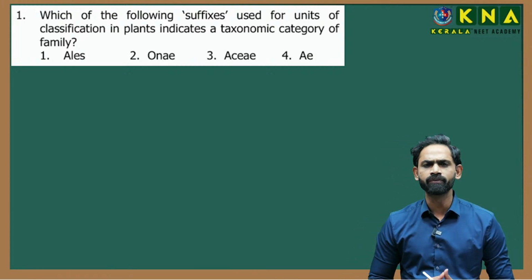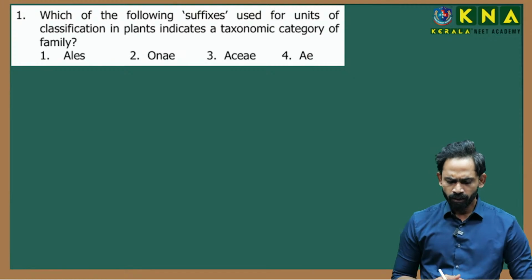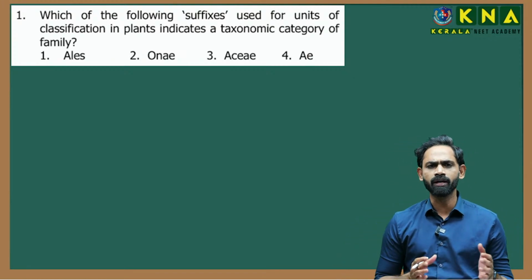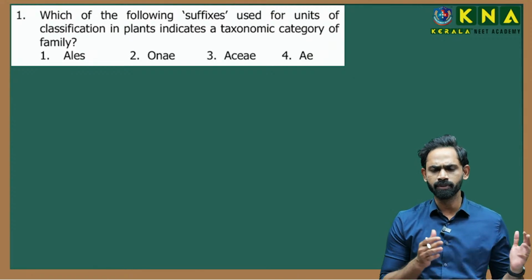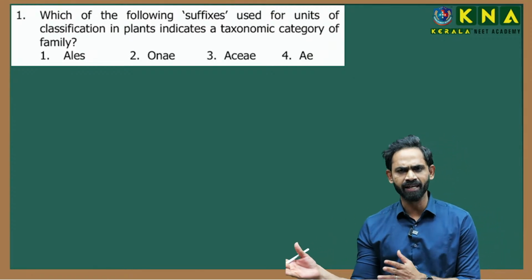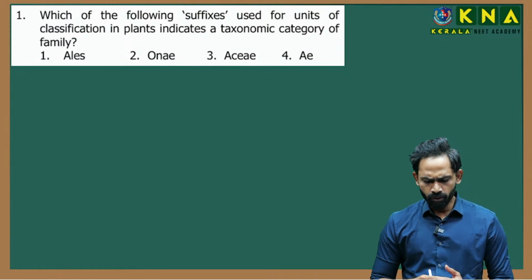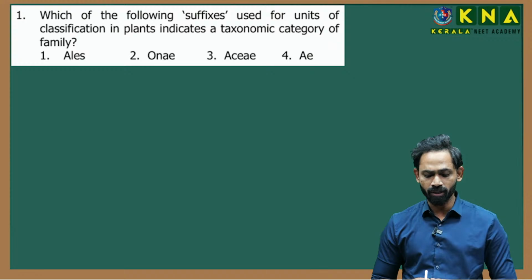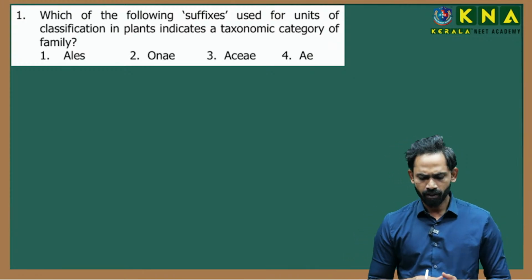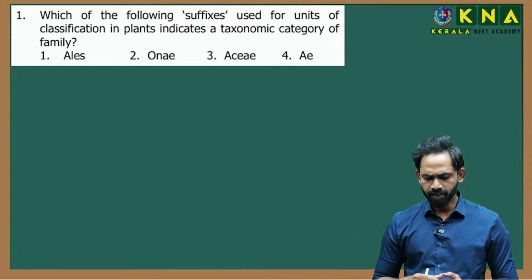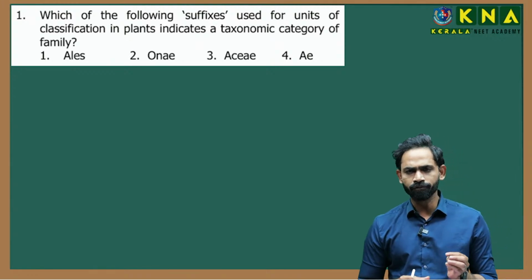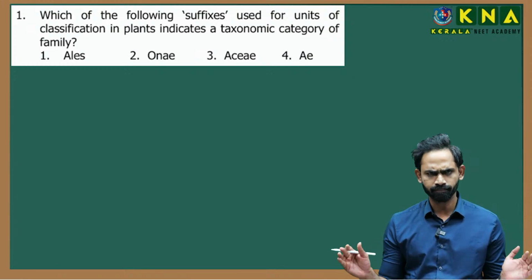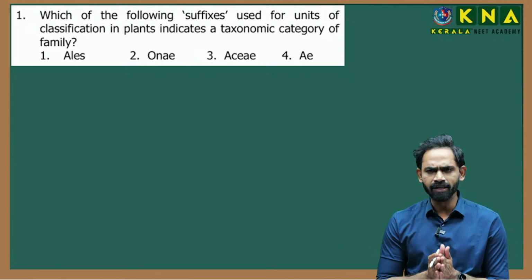I am going to start with the first question. Which of the following suffix? Suffix means the name ends with, not starts with. Used for units of classification specifically mentioned in plants, indicates taxonomic category of family. That's the direct question. The standard question I will tell you one by one.